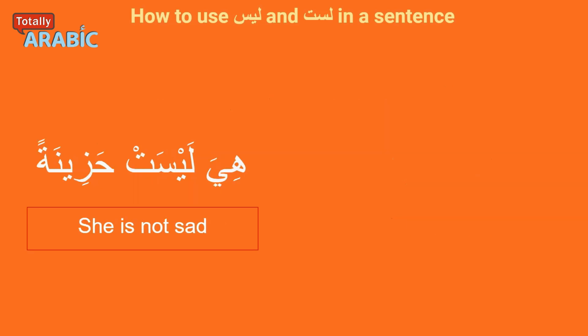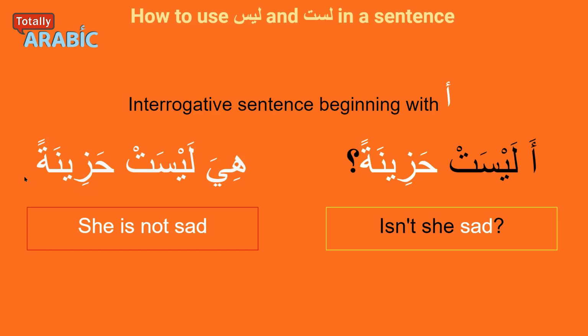What about this one here? هي ليست حزينة. She is not sad. How can we form the question here? Same format again. What shall we do? Ignore this completely, replace it with alif and hamza and fatha. Keep this one as it is. أليست حزينة, and we add a question mark. It becomes like this. أليست حزينة, which means isn't she sad?